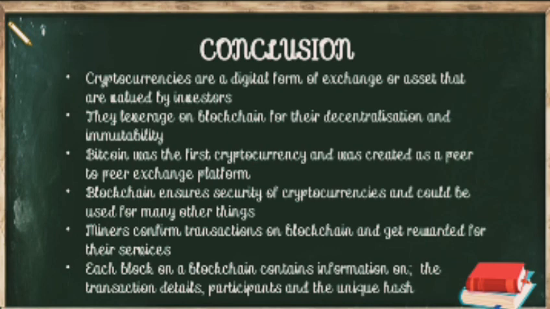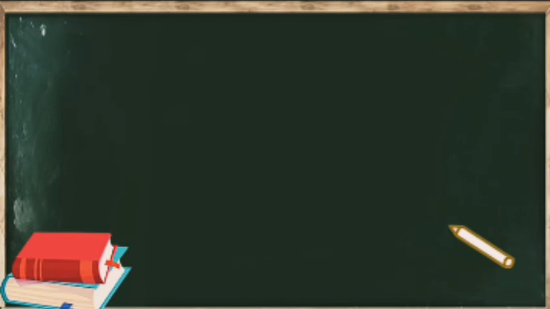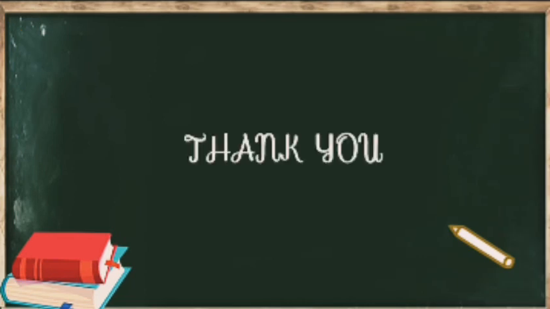Miners confirm transactions on the blockchain. So without miners confirming transactions on the blockchain, a block cannot be mined and the transaction cannot be completed. And then each block on the blockchain contains the information as follows: the transaction details, the participants, and then the unique hash. So with this, we come to the end of today's video, and I hope you liked it.